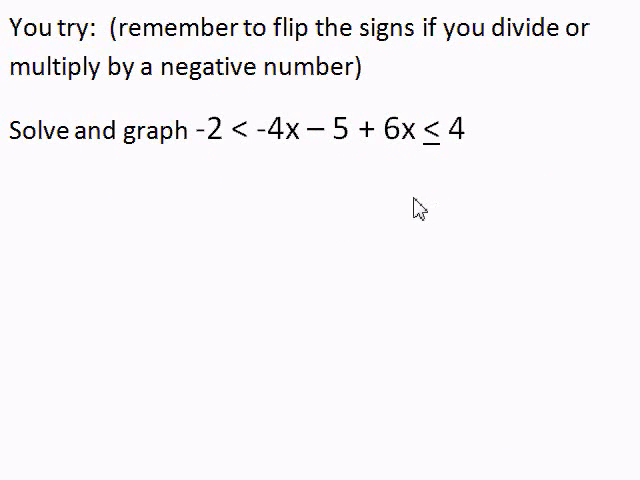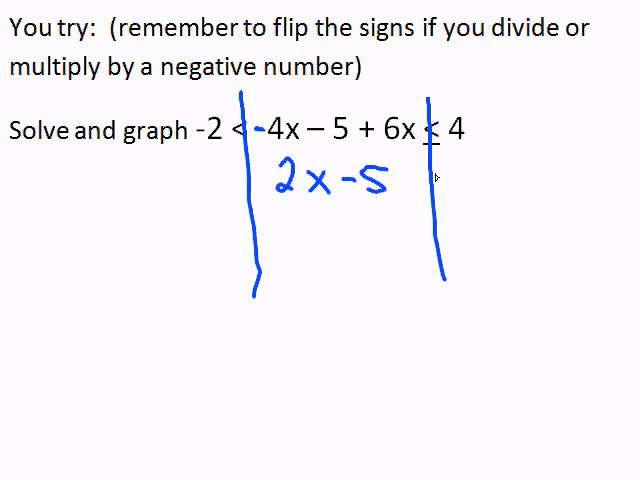Here's an example for you to try. Please go ahead and work it out, pressing pause, and when you're ready to see the answer, please press play. For this example, I would go ahead and simplify the middle of the inequality first. I would do this by combining the -4x and the positive 6x to give me a positive 2x minus 5 is less than or equal to 4 and is greater than -2.